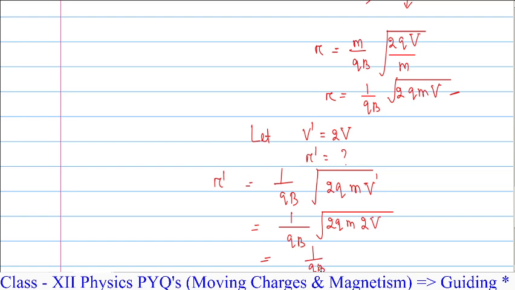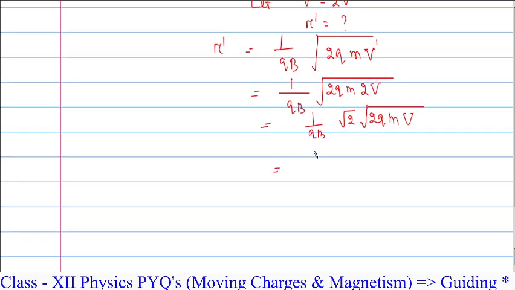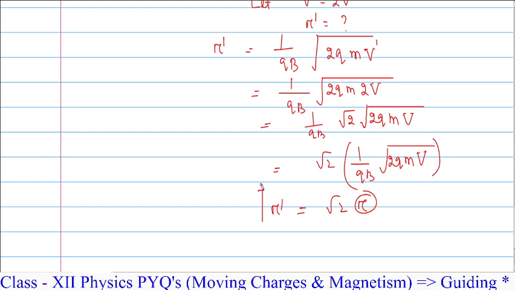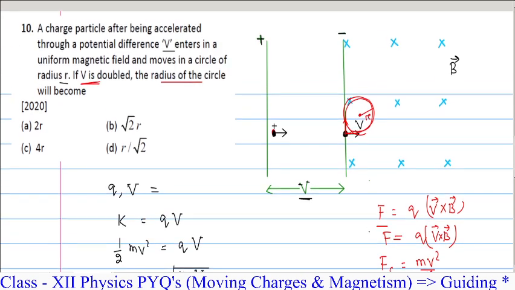Finally, taking the root 2 outside, we get root 2 times 1 upon qB times the square root of 2qmV. But this value is nothing but the original value of r. So finally, the new radius will become root 2 times r, the original radius. Checking the options, root 2 times r, so option B will be the correct one.